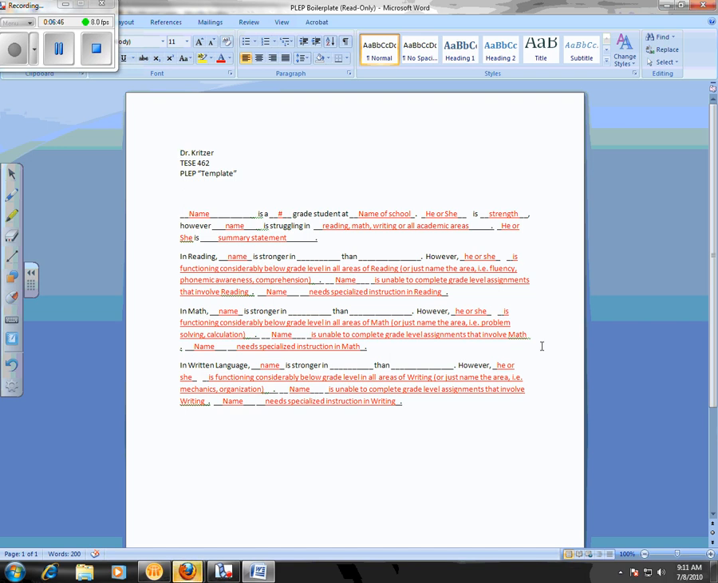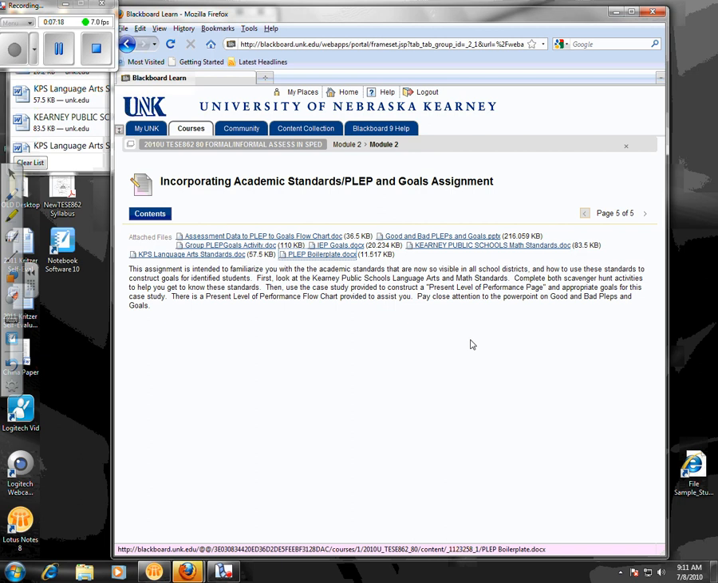Basically, if the student qualifies in one area, which might be reading, you're going to write a 2-paragraph PLEP. The first one introduces the student. The second one talks specifically about reading. If they qualify for writing, there's another paragraph. If they qualify for math, there's another paragraph. All you really need to do is fill in the blanks on this PLEP page, and you'll have successfully completed it. And that's what I'm looking for in this assignment.